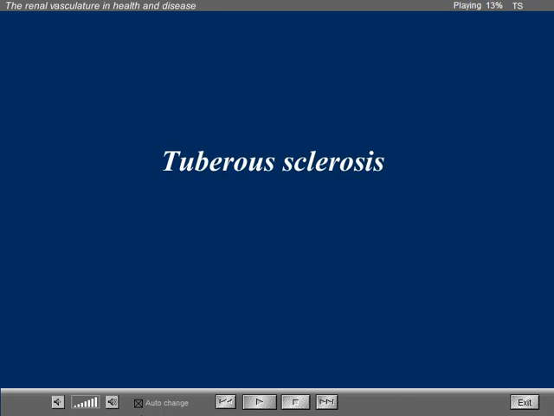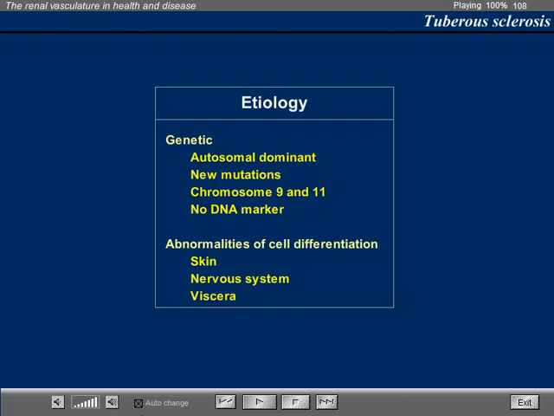We mentioned that in tuberous sclerosis, the renal angiomyolipomas are most often bilateral, and we're going to briefly discuss this entity. Genetically, it is an autosomal dominant condition with new mutations. Chromosomes 9 and 11 are involved, and there is no DNA marker.